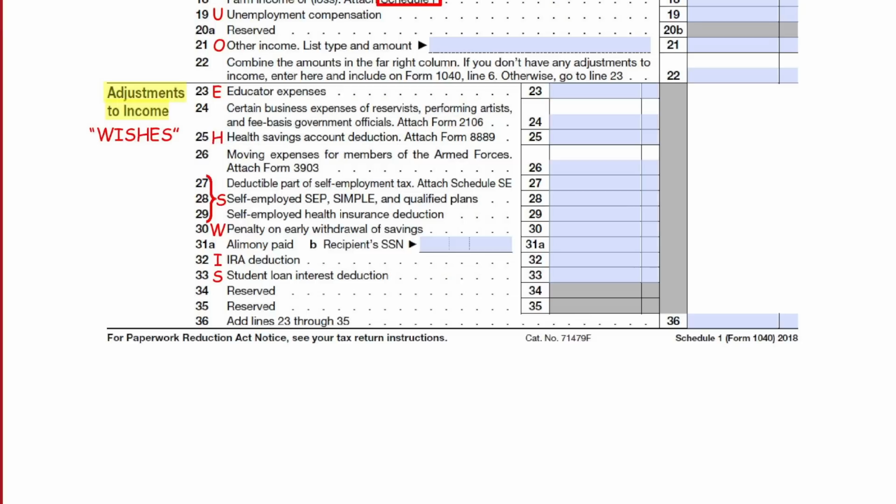So guys, as I told you, adjustments to income are wishes granted to taxpayers by Uncle Sam. The sum total of adjustments is on line number 36 on this page, which gets subtracted from total income or gross income to get to AGI, or adjusted gross income.